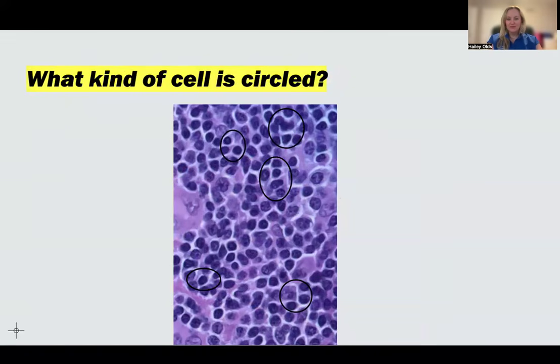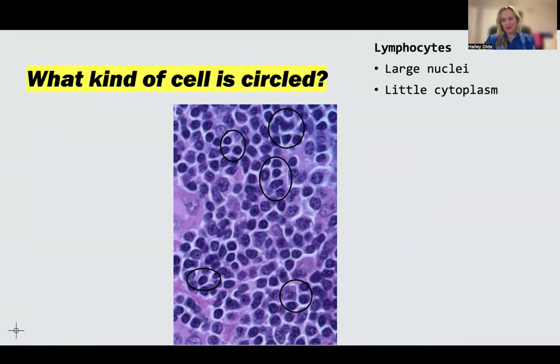What about these cells? These cells are pretty small. I know it's hard to tell in this situation because they're the only cells there, but they're small and the nucleus is taking up the entire cell. So these are lymphocytes. It's hard to tell if they're B cells or T cells. You would need special stains really to distinguish that.